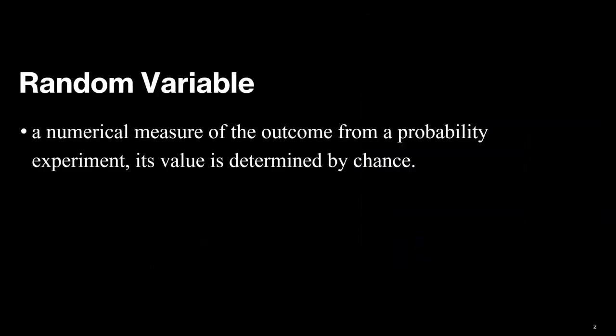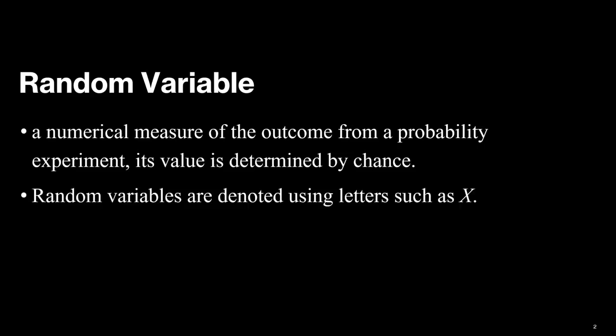So first of all, what is a random variable? A random variable is a numerical measure of the outcome from a probability experiment, and its value is determined by chance. So it's basically some type of measure that results from the outcome of an experiment, okay? And again, it's random, so that's why it's determined by chance. Random variables are denoted using letters such as, we use this one a lot, capital X, but the letter can also change, but this is the most commonly used one, capital X.